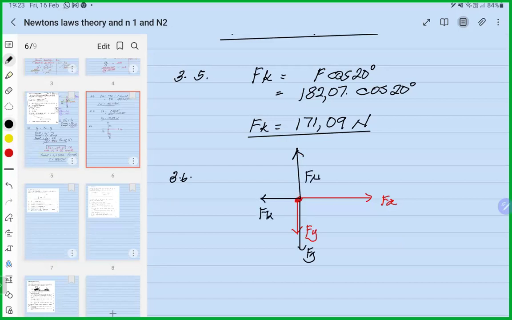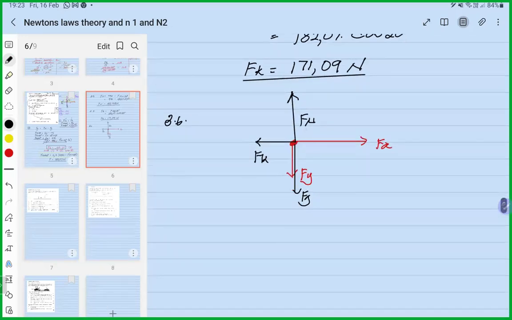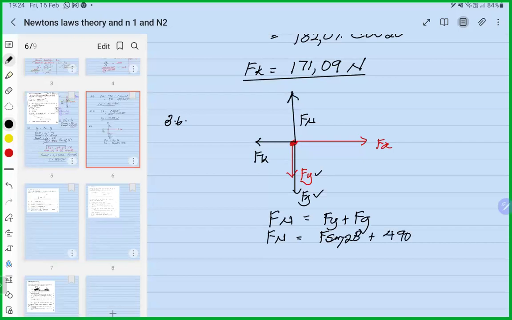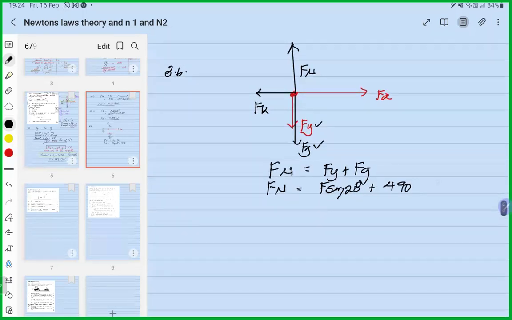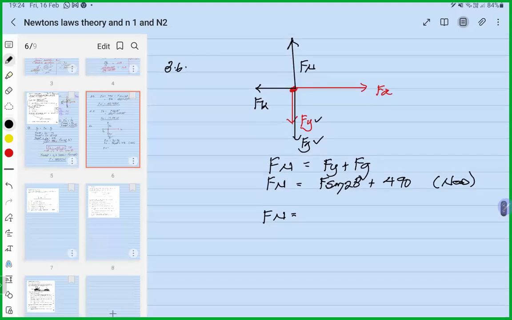I want to just show you what happens to your normal force here. From this diagram, your Fn is now equal to Fy plus Fg. So your normal force here is F sine 20 plus the 490. This is for your new diagram. For the original diagram, your normal force was 490 minus F sine 20.